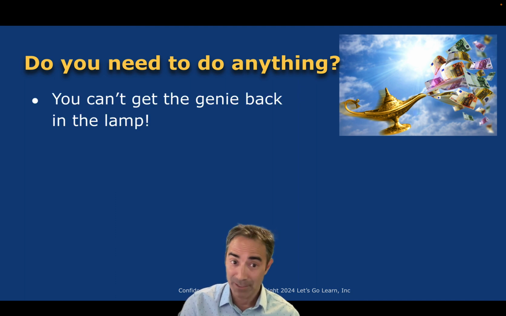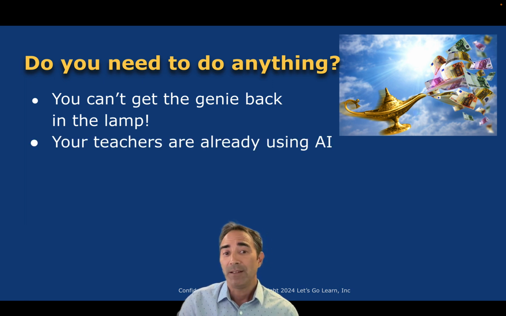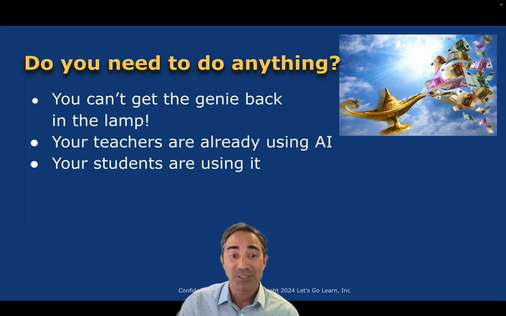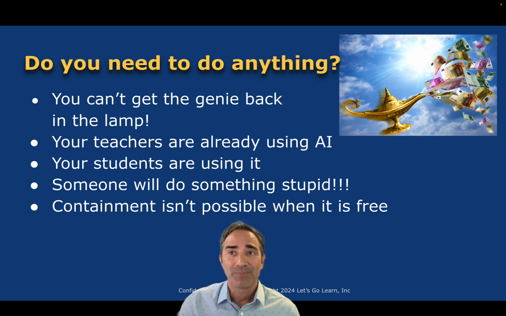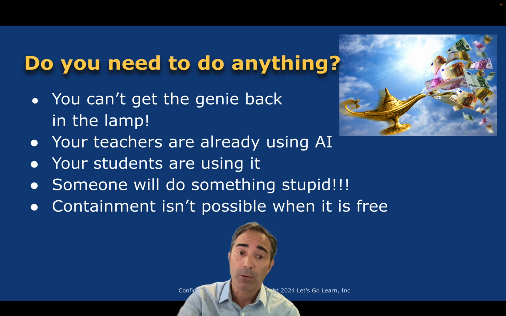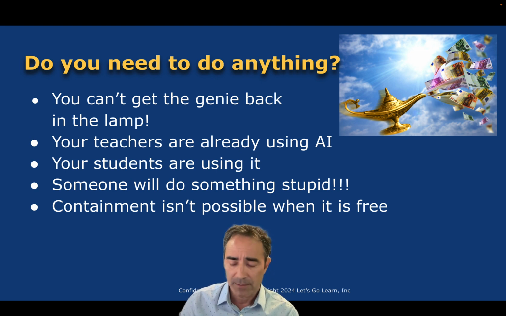You can't get the genie back in the bottle, in the lamp, excuse me. The genie is out, right? And your teachers are already using AI. Your students are already using it. Someone will do something stupid. Now, this is a sad reality, right? So AI, we have to tackle it because someone's going to do something stupid. And once it's free, you can't stop it, right? And so containment isn't possible. And so I think it's really important for all of us to realize this and then move forward and come up with policies and procedures moving forward, all right?